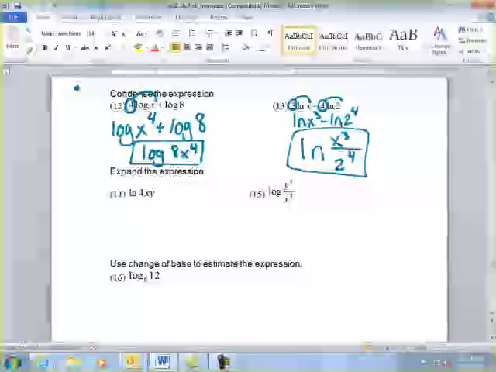All right. Could we have written just that? That would be fine. Or, I'm more concerned with the property being applied correctly.